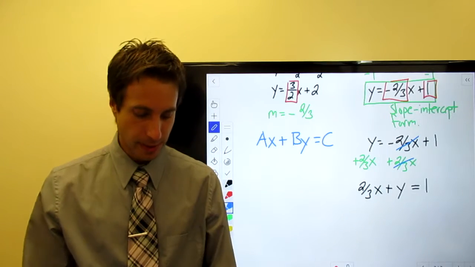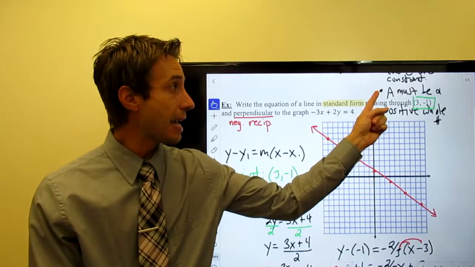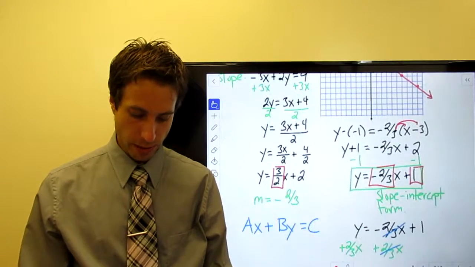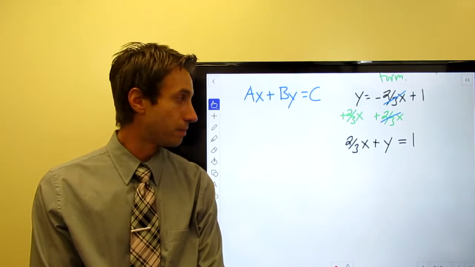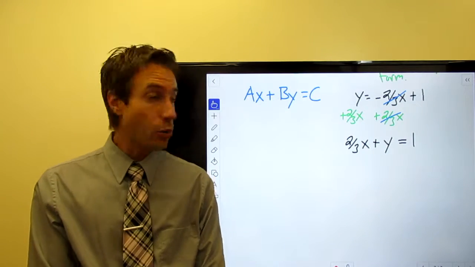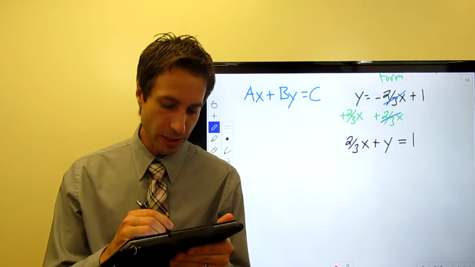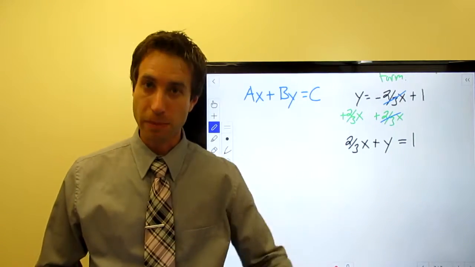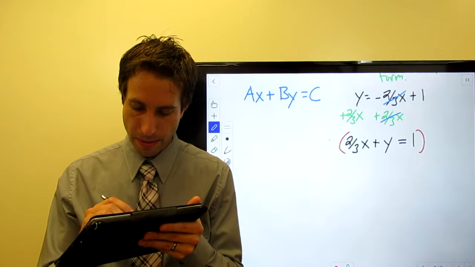Awesome. But there was an added stipulation. If you recall, A must be a positive whole number. Question: is 2/3 a positive whole number? Well, yeah, it's positive, but no, it's not a whole number. So, how do I turn 2/3 into a whole number? Well, again, hopefully you remember from Algebra 1. If you don't, here's how you're going to do it. Whatever the denominator is, multiply everybody by that denominator. So, I'm going to multiply this whole thing by 3.